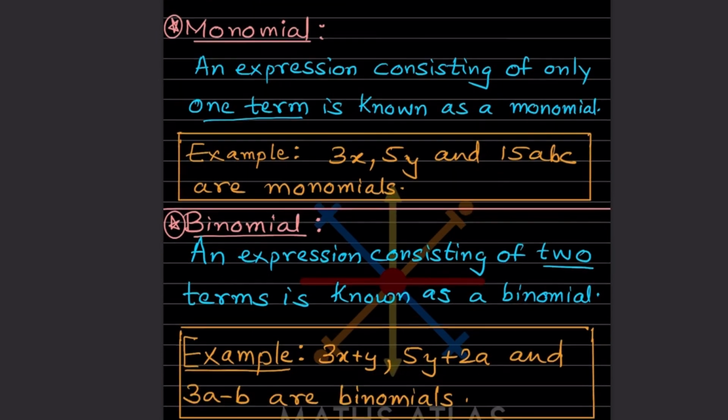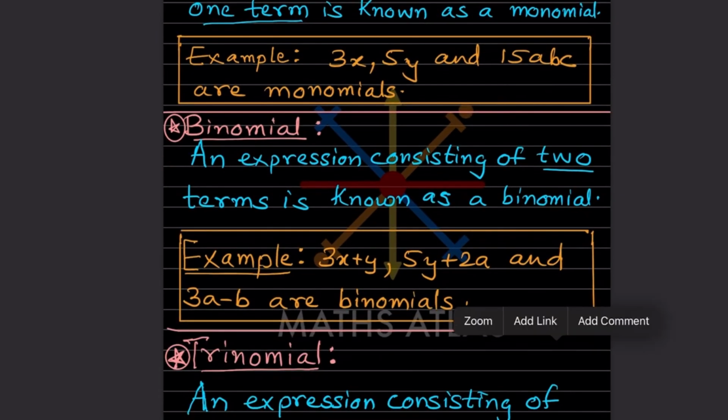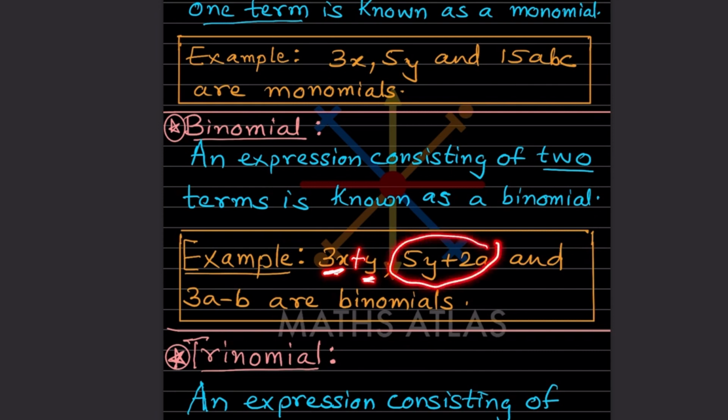Now the binomial, bi means 2. Here, an expression consisting of two terms, it should be only two, is called a binomial. Now can you see here? As I said, the plus, or it can be minus, is the separator. This is one term and this is the other term. So here there are two terms. When you consider this one, again there are two terms. Again when you take this one, these are the two terms. So these are called the binomials.